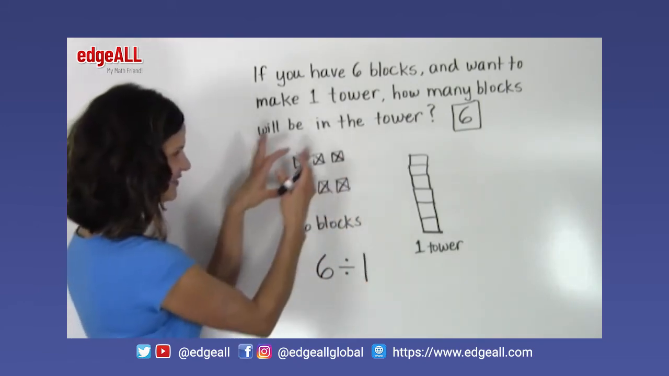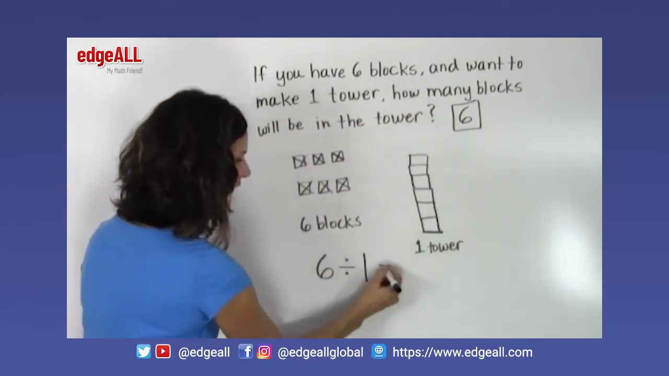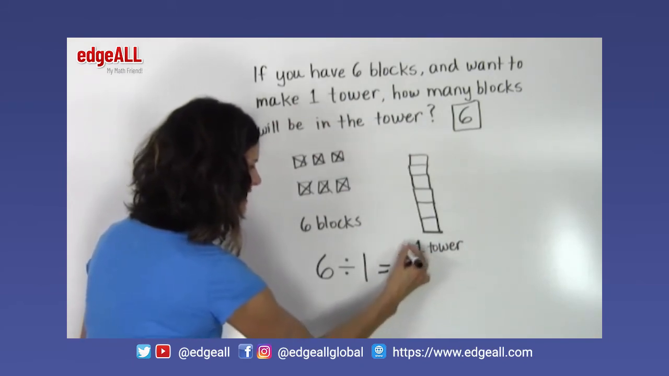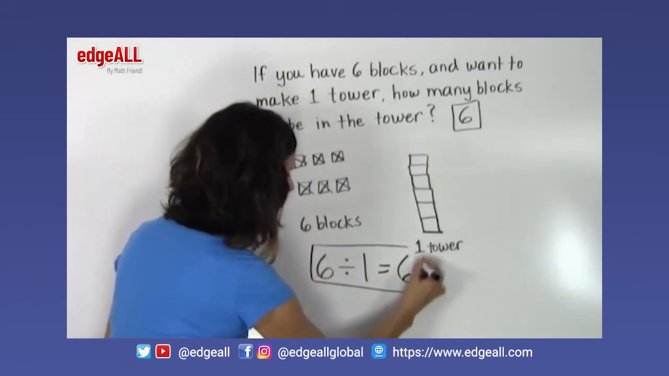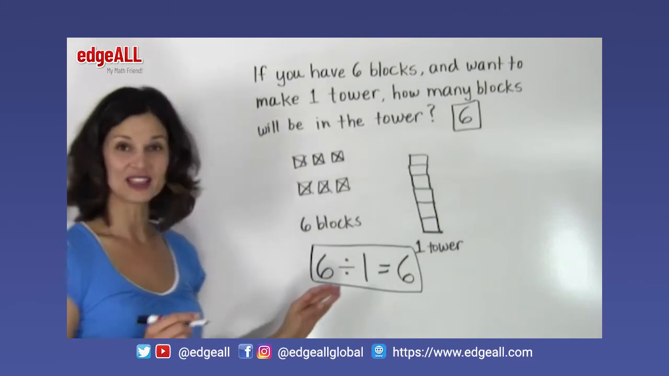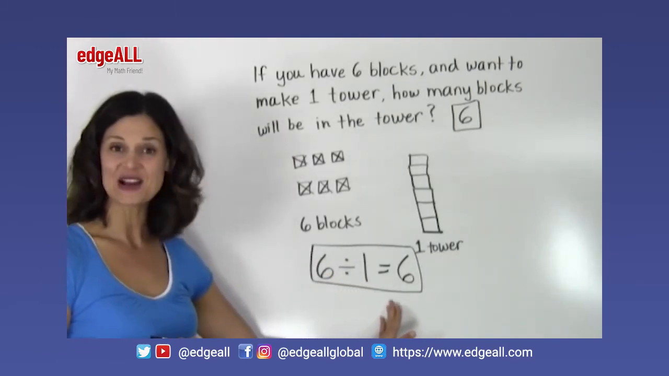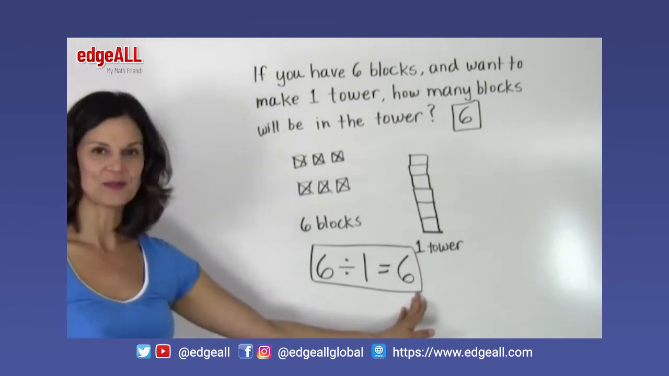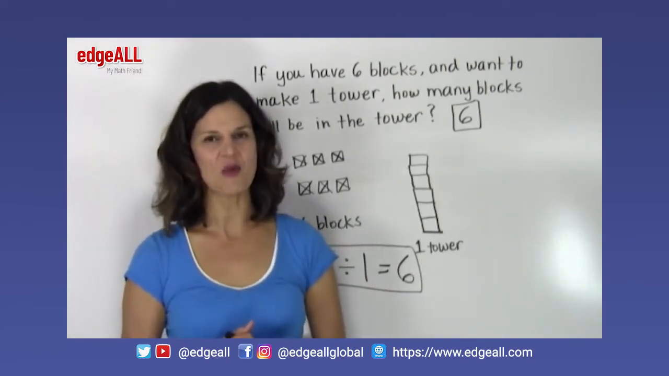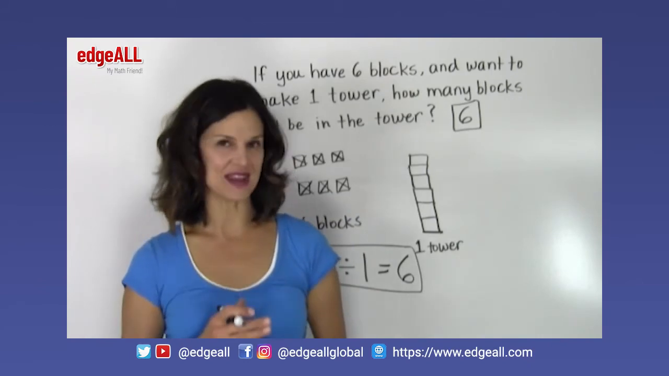So all 6 of these put into one tower. How many blocks will be there? 6. And again, it's another example of what we've been learning today, which is any number divided by 1 equals that same number. A number divided by 1 is always the same number.